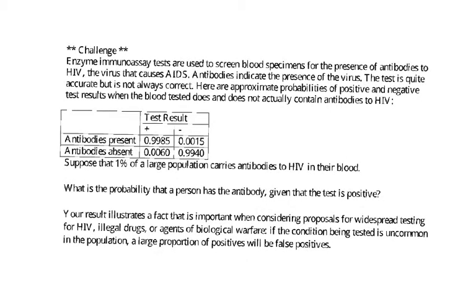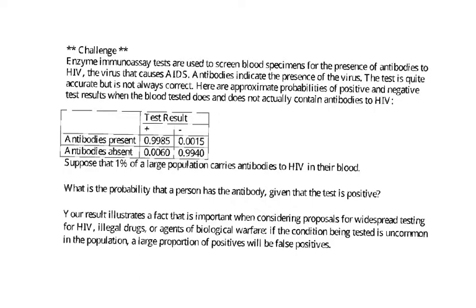Okay, in this question, we want to look at this enzyme immunoassay test. What that means is basically they're screening blood specimens to see if they have certain antibodies, and the antibodies would indicate the presence of HIV. It's a pretty accurate test, but as we'll find, it's not always correct. So we're going to look at these probabilities that we're given. Some of what we're given is in the table and some is in the statement afterwards.